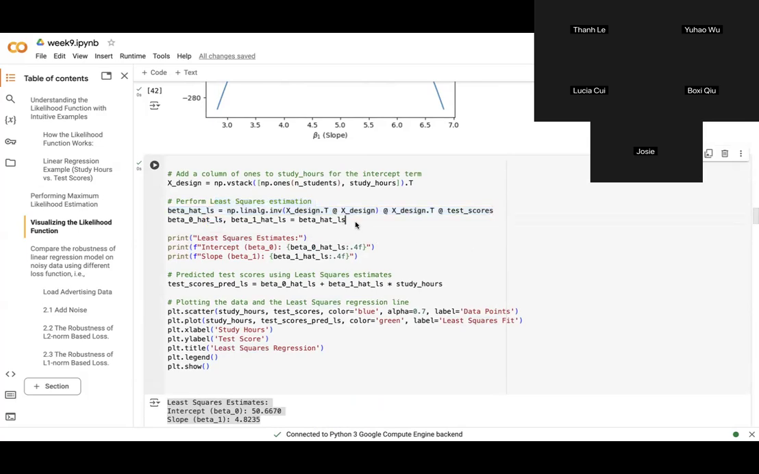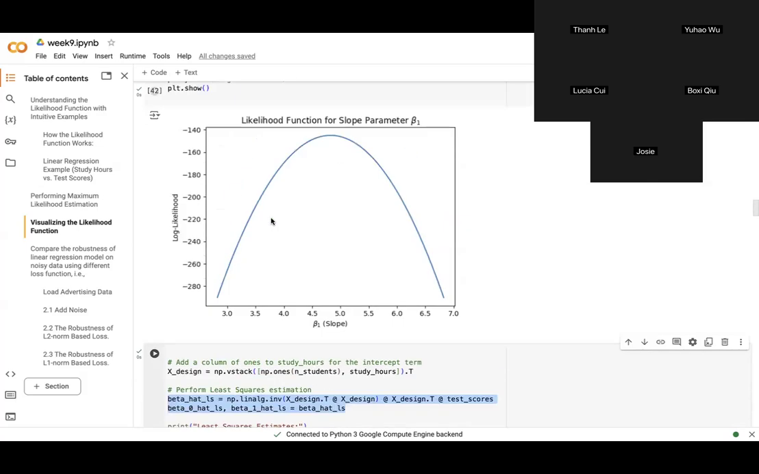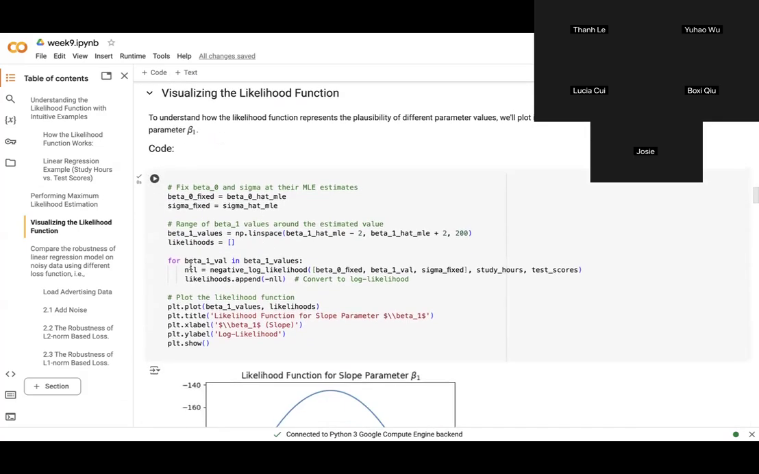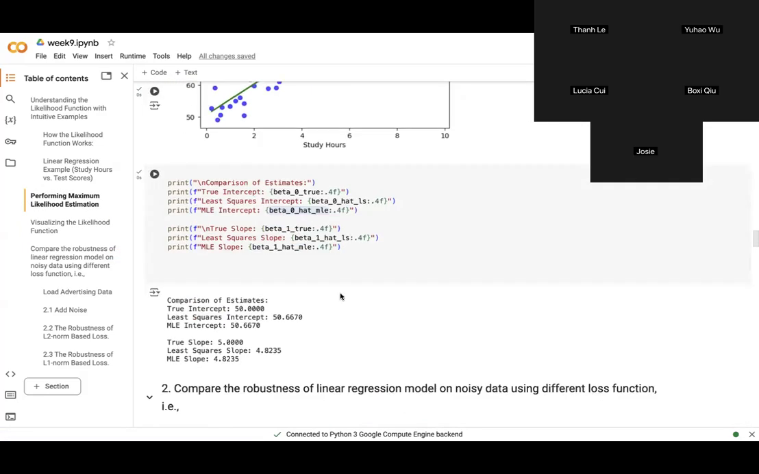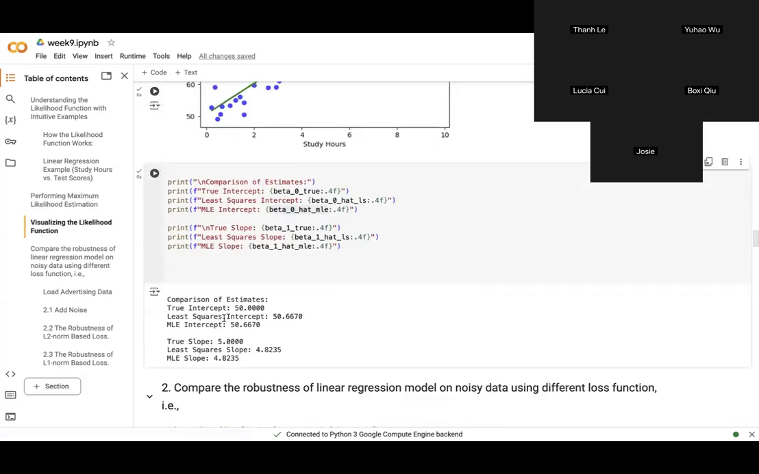Because for linear regression, we can take a derivation and directly calculate which value equals the estimation. And for this one, we use the approximation. We minimize this value. So actually, these two things return the same value.